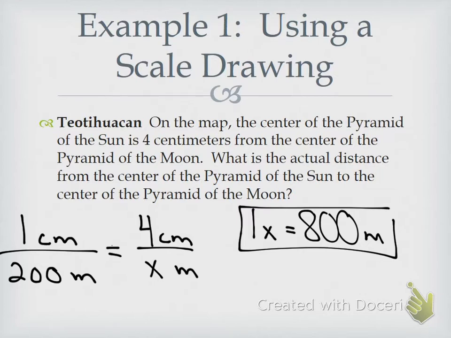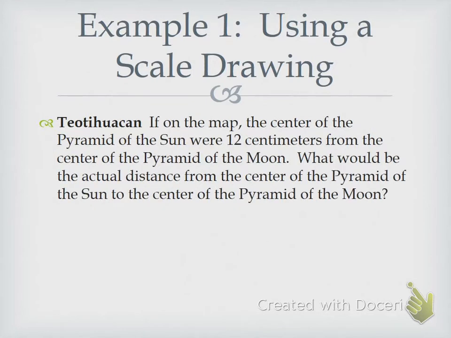And guys, we can do this in reverse. Maybe it gives us the actual dimension. We have to find the model, so then our variable goes on top. Okay? We just solve it the same way. Now I want you to do one. All right, so now it's the same type of example except just different dimensions. Now on the map, the center of the sun is 12 centimeters from the center of the moon. Okay, so let's set up a proportion and solve to see what would be the actual distance. If it was 12 centimeters away on the map, how far is it really apart in the actual distance? Go ahead and try to solve that.